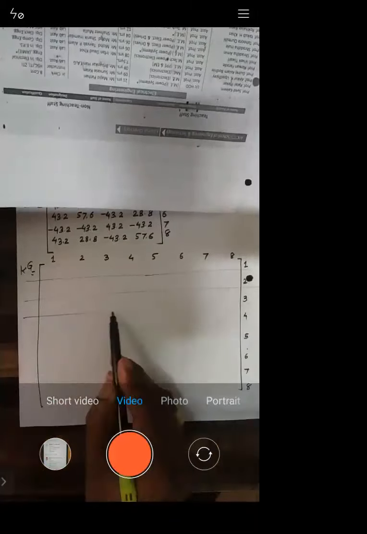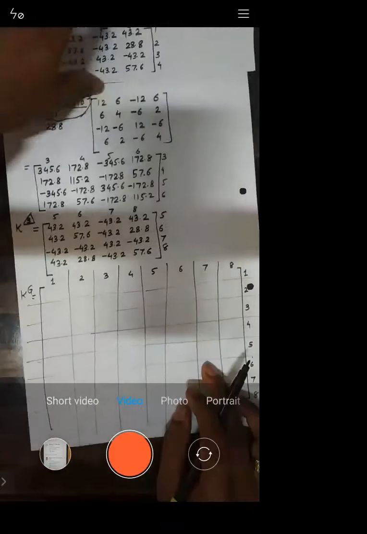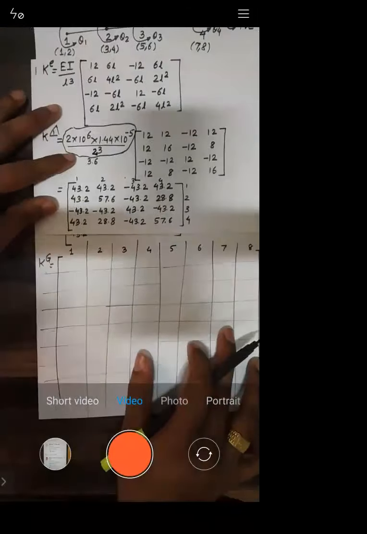Ultimately, by imposing the boundary conditions, we will try to reduce its complexity, so we will be able to solve. Initially you need to form the global stiffness matrix of size 8 by 8. Now just start picking each element stiffness matrix, so I'll just pick it here and place it here.